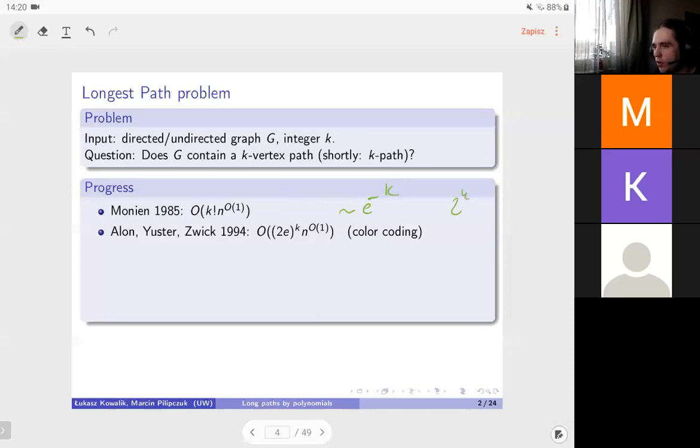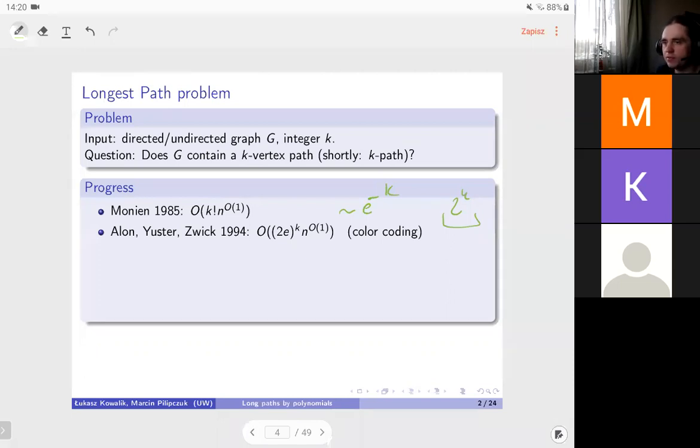And by using these colors, we're ensuring that the path was a simple path, it doesn't use the same vertex twice, because it was not allowed to use the same color twice. And instead of remembering which vertices we used, we remembered only which colors we used, and that gave us this 2 to the k states of the dynamic programming algorithm. And that was the trick.